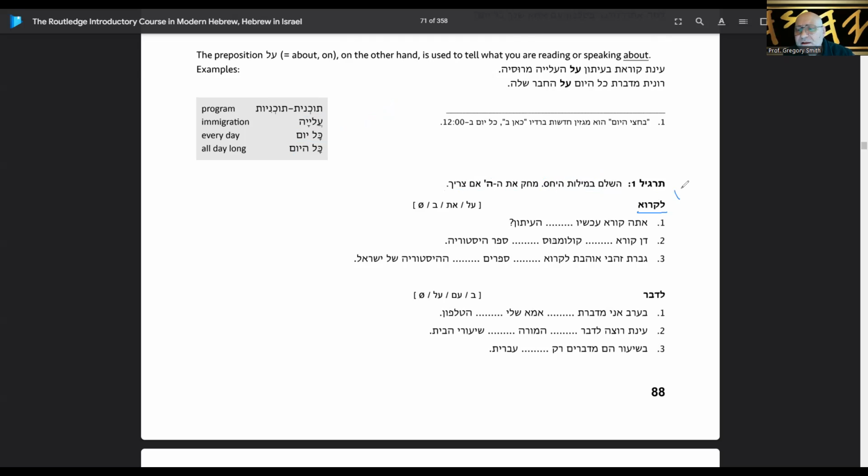Likro is to read. Atem korim akhshav, so you all are reading now, akhshav, blank ha'iton. Are you all now reading the newspaper? And I think in this case it's going to have et. Et ha'iton.